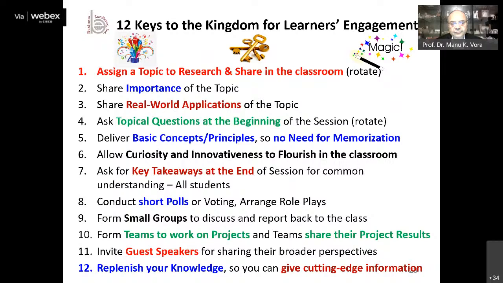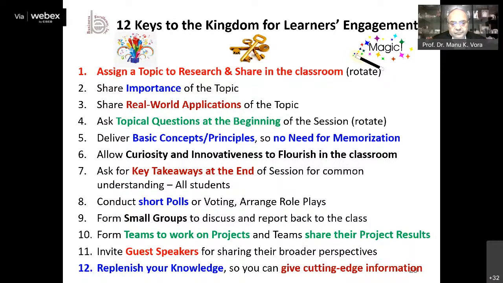And as the icebreaker, we have some topical question when the session begins, and keep rotating students so everybody gets a chance to speak and share their thoughts. Again, very important, as a faculty, we must deliver the basic concepts and principles so that the students don't have to memorize anything. And as we all know, our system is of rote learning. So students do mugging up, memorizing, and then vomit it in the class in the final or midterm exams. And after the exams, there is hardly any retention. And that is not the way to learn and acquire knowledge.